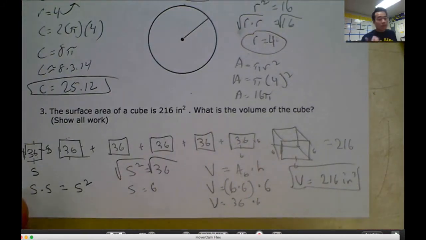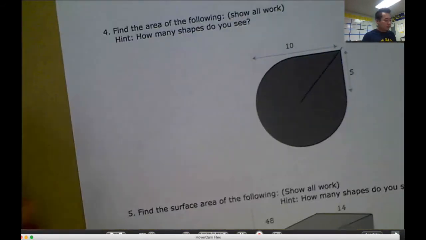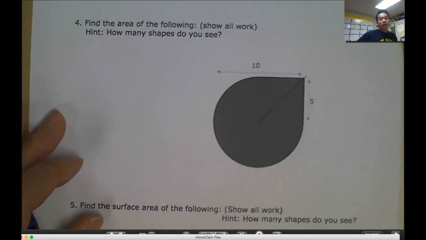Now if I'm going too fast, pause the video and just keep working it and then play it to check your work. You can always go back. Okay, let's go to the back side. 2 left. Find the area of the following.